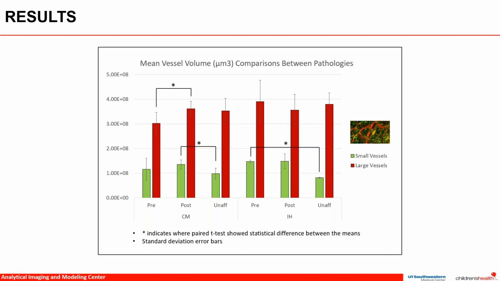For infantile hemangiomas, we found an overall decrease in volume from pre to post-treatment, although this difference was not significant in either frequency. There was a significant difference in the pre-treatment and unaffected skin volume in the high frequency signal.